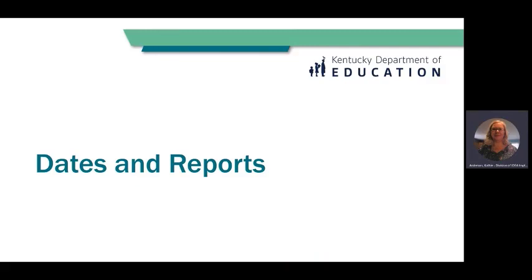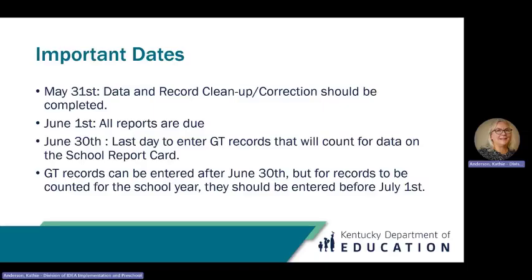Let's start with dates and reports. Here are some important dates to know. Data and records should be corrected by May the 31st. The following slides will assist you with this process. All GT end-of-year reports are due June the 1st. The last day to enter GT records for the school report card is June the 30th. GT records can be entered after June the 30th, but they will not be counted for the school year.